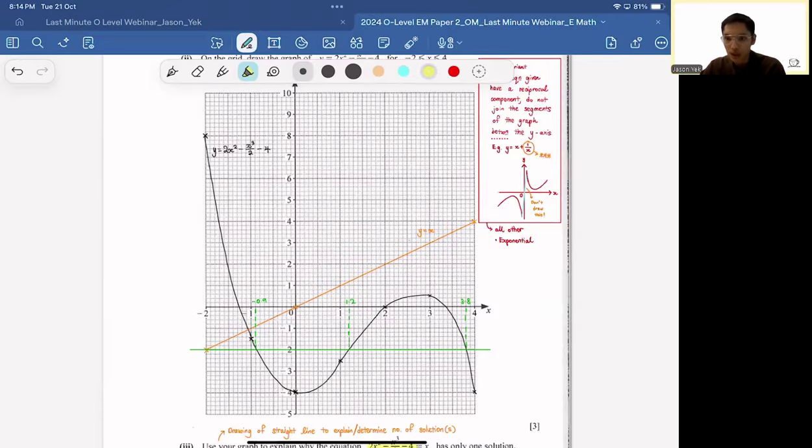Any point for the coordinate? It depends on the graph that you draw. All right, it depends on the graph that you draw. Okay, I have quite some questions over here. No worries. I'm going to go through this whole question. No problem.